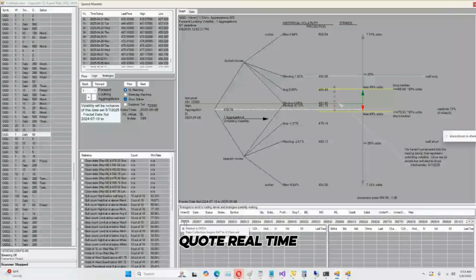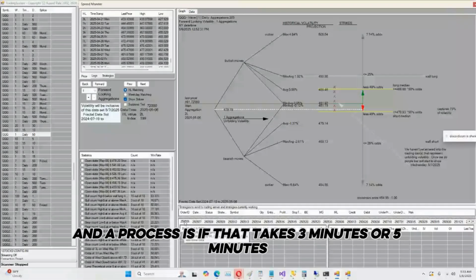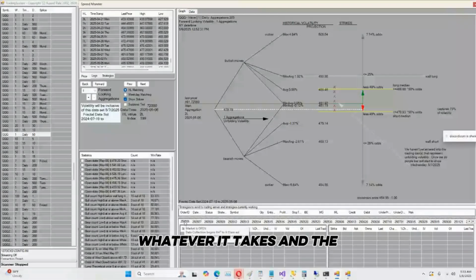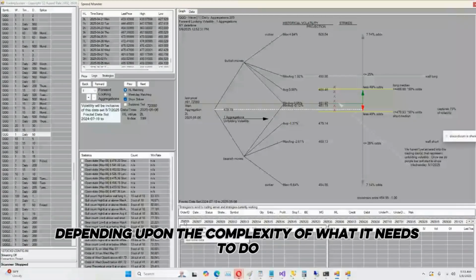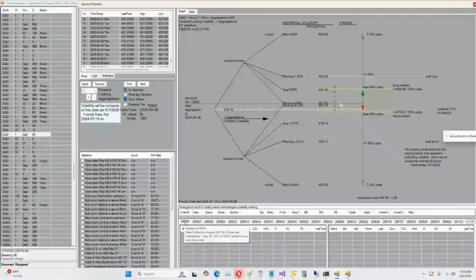Quote, real time. And it processes, if that takes 3 minutes or 5 minutes or whatever it takes. And the window kind of expands and contracts depending upon the complexity of what it needs to do. It's using the real time data.